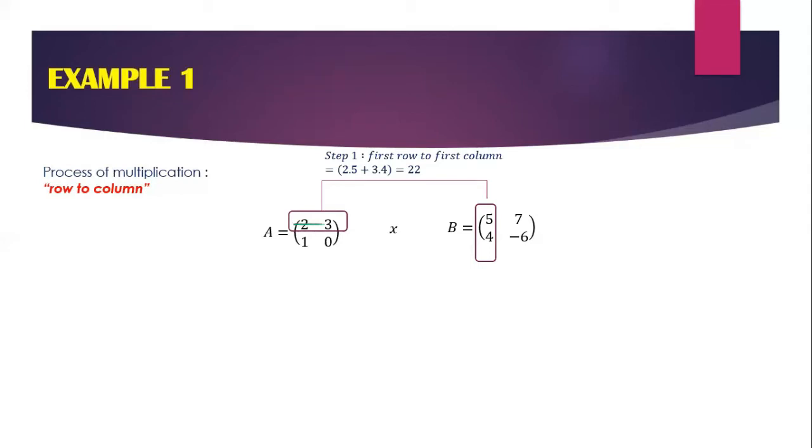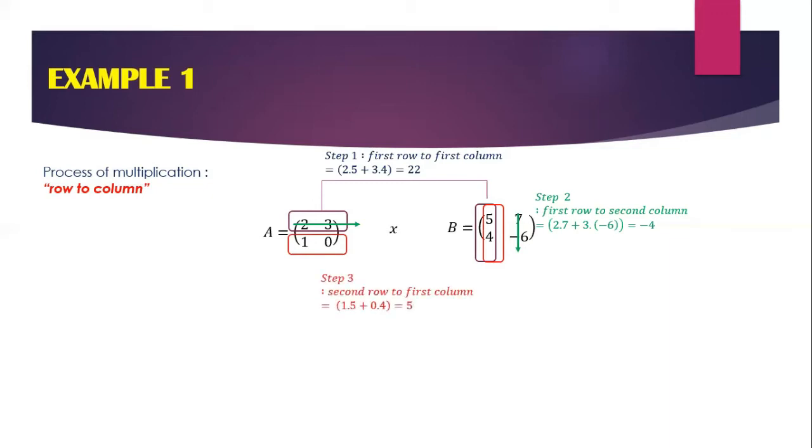Next, the 2, 3 components go to the 7, minus 6 components. We got 2 times 7 plus 3 times minus 6. We got minus 4. Next, the 1, 0 components go to the 5, 4 components. We got 1 times 5 plus 0 times 4, we got 5.